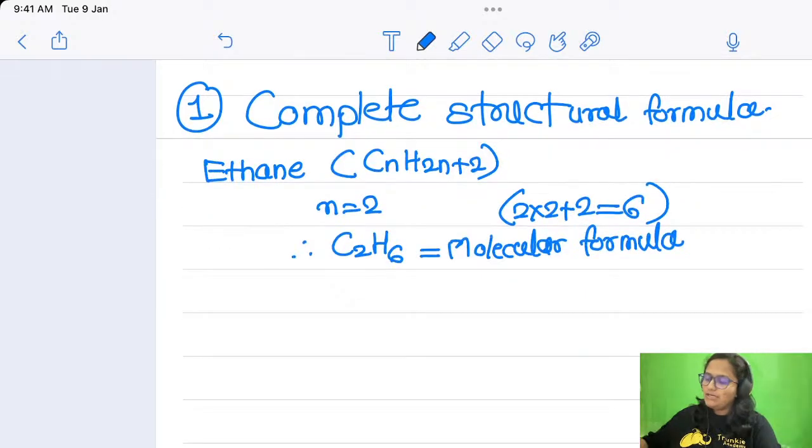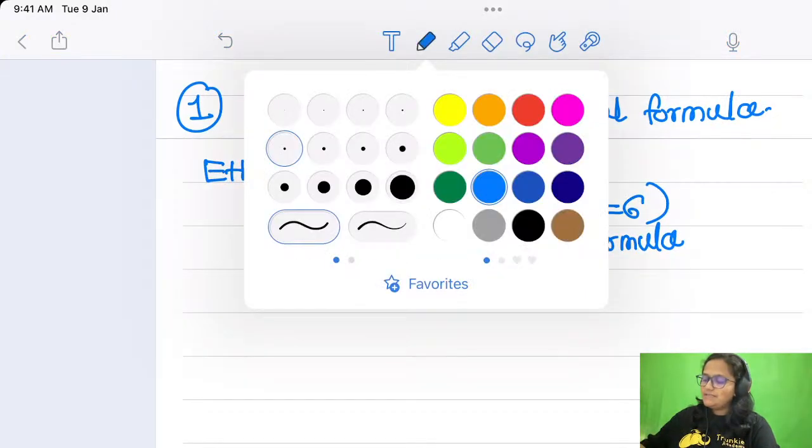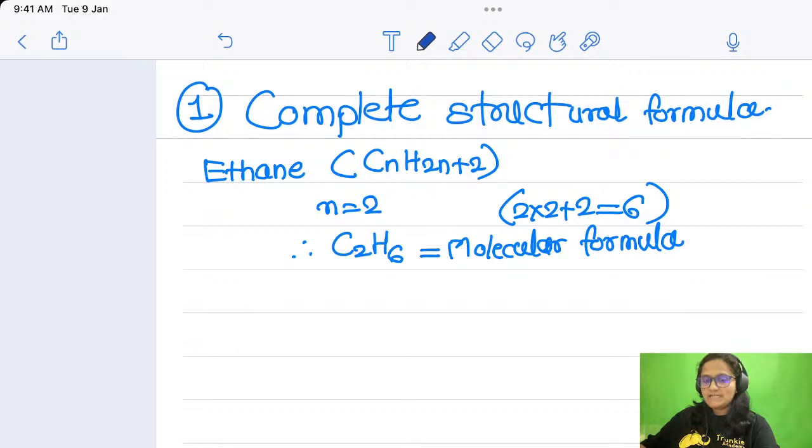So this is the molecular formula. Now let us see its structural formula, the complete structural formula. Here you can see there are two carbon atoms. As it is an alkane, both of them are attached to each other by a single bond. A single line stands for a single bond.